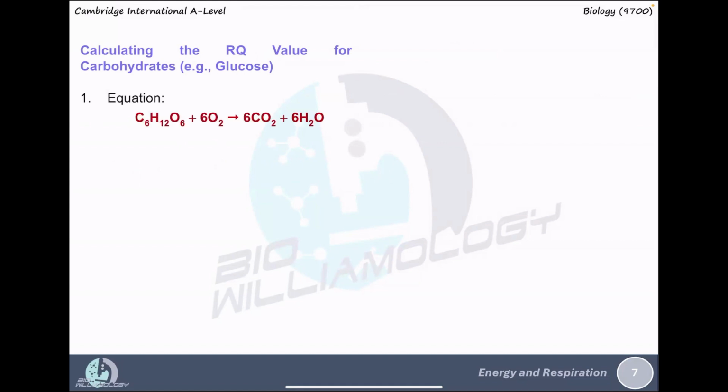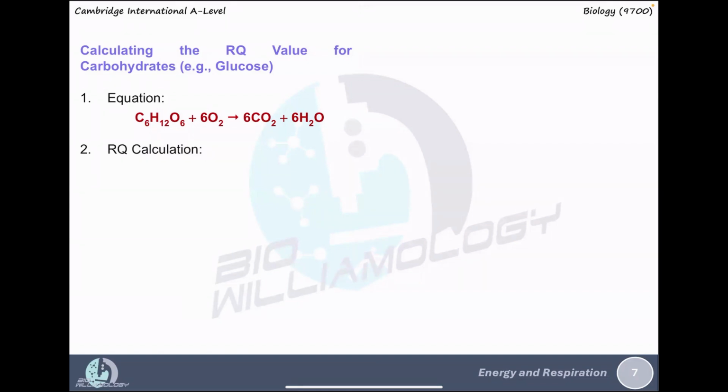In the equation, C6H12O6 reacts with 6 molecules of oxygen, resulting in the production of 6 molecules of CO2, and 6 molecules of water are released. So how do we calculate the RQ value? We know that RQ value is calculated by dividing the volume of CO2 released per unit time over the volume of O2 consumed per unit time. In this case, we do not need to convert it to volume. We can directly use the number of molecules.